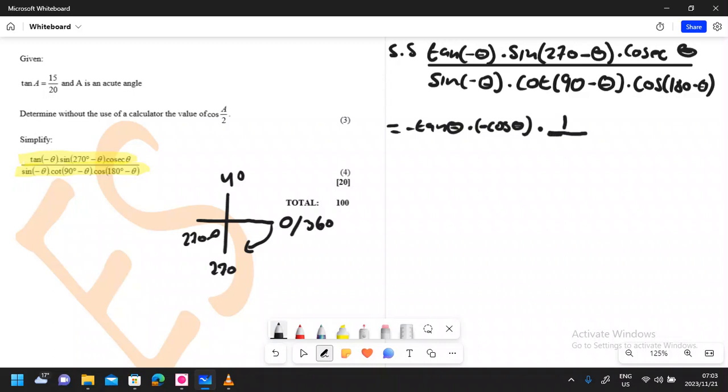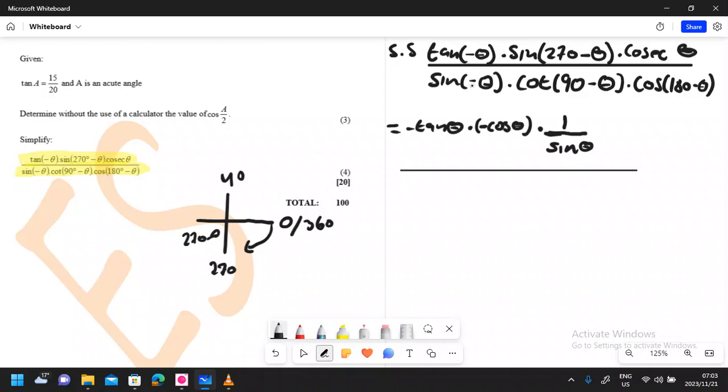What is the reciprocal or the inverse of cosec? It's 1 over sine theta. There we go. We are fine. All right, let me just do this. I don't like doing this, but I think this is gonna be fine.